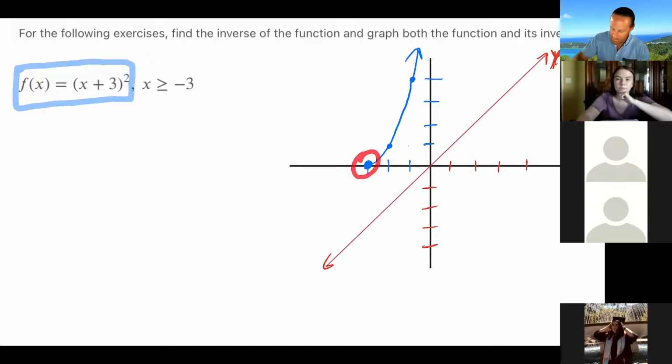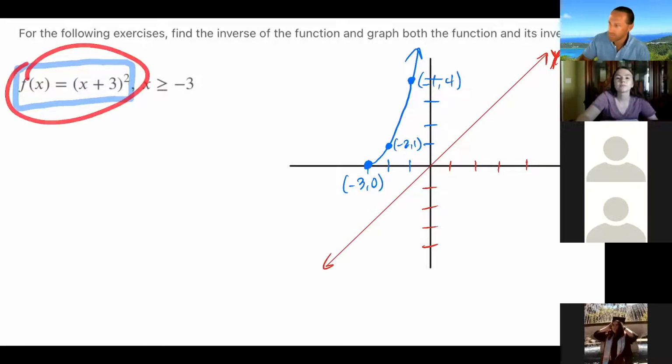Well, remember, what is this point right here? -3, 0. What is this point right here, the second one? -2, 1. And this one up here? -1, 4. And what are we trying to find? Inverse. And how do we find the inverse? Flip it around. The points.